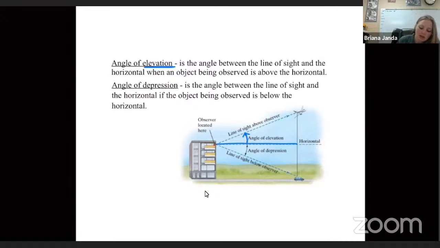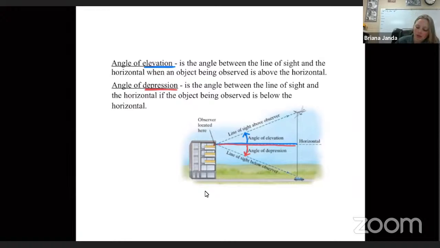When it switches to being an angle of depression, you still have that horizontal line as part of your angle, but from that horizontal line, you will head down to form an angle of depression, usually looking down at an object from some certain height.